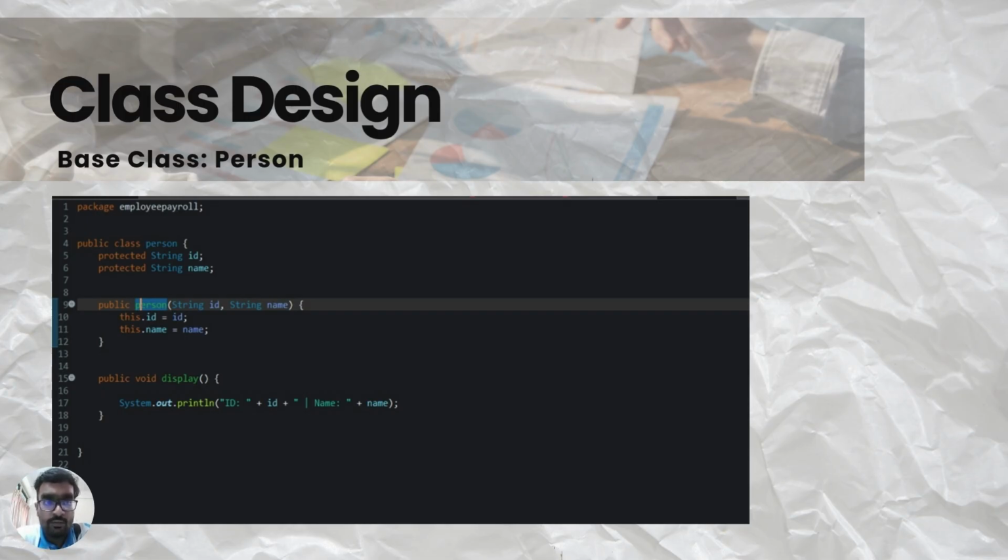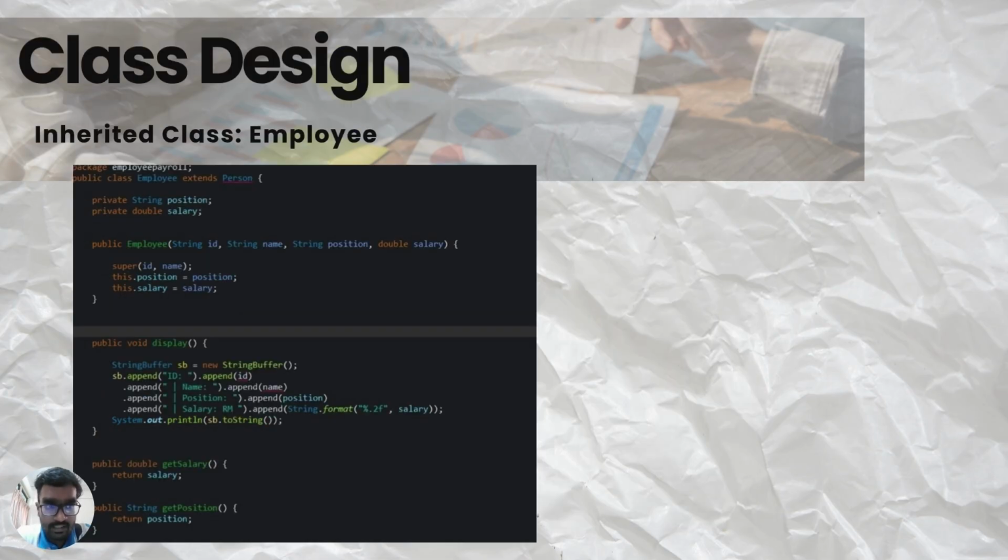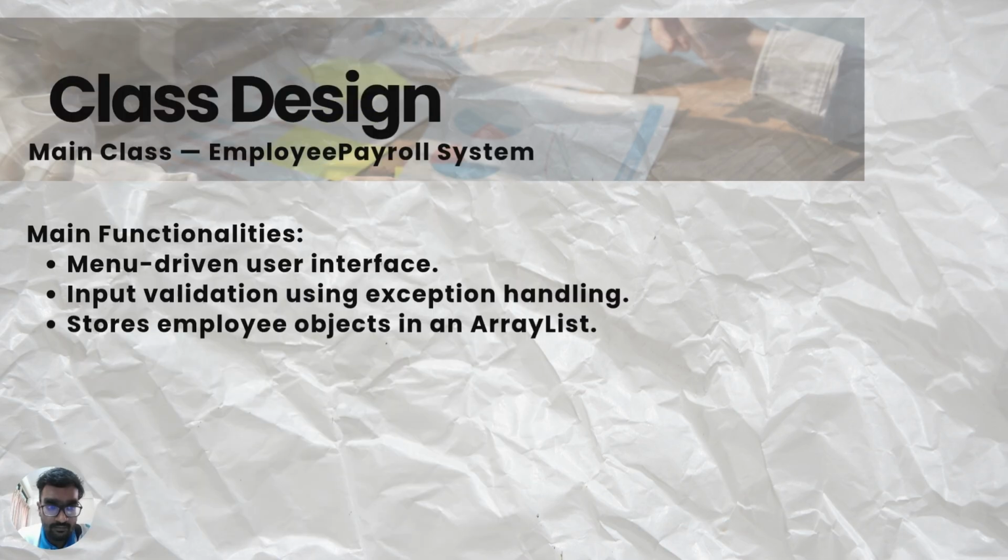So we are going to take a look at the class design. We have three programs. The first one is our base class, and we name the file as Person. The second one is the inherited class. We named it Employee. The third one is the main class, Employee Payroll System.